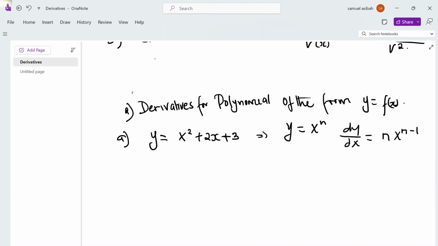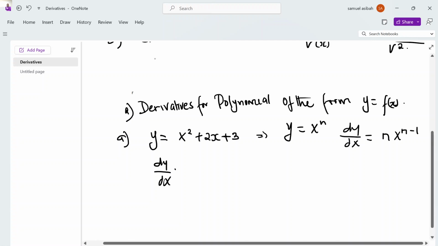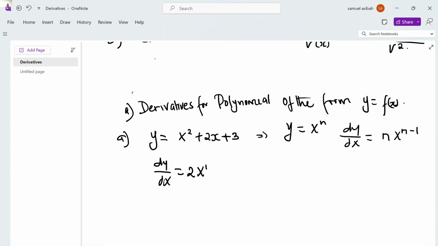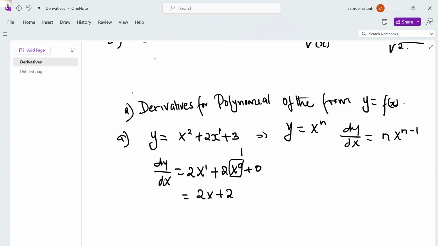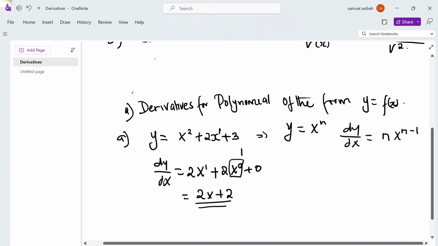So in this case then, dy over dx is equals to, you subtract 1 from the power and multiply by 2; subtract 1 from the power, and then in this case, this is 1, multiply, then you get 2, subtract 1, you get 0. So you know that x raised to 0 is 1. Then for any constant, the derivative is equals to 0. Which means that your final solution in this question is 2x plus 2, because any number raised to 0 is equal to 1. That is the solution for the first part there.